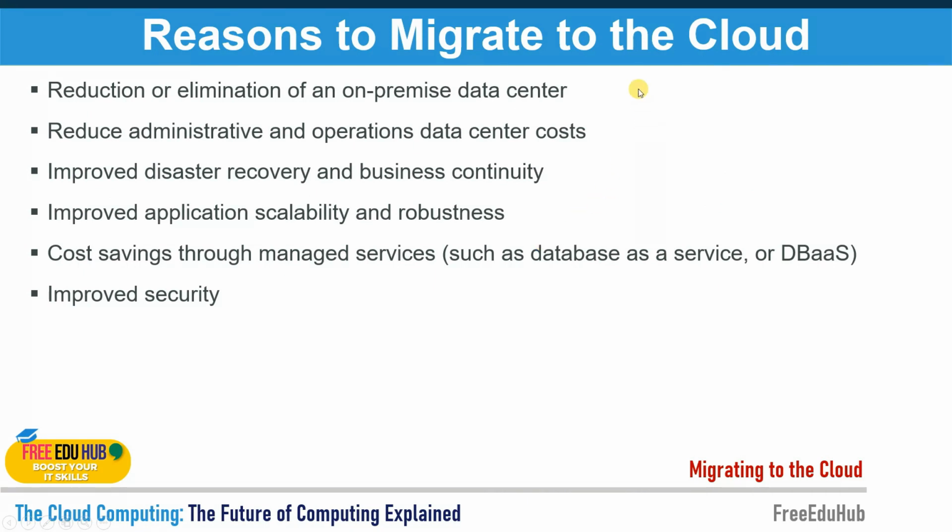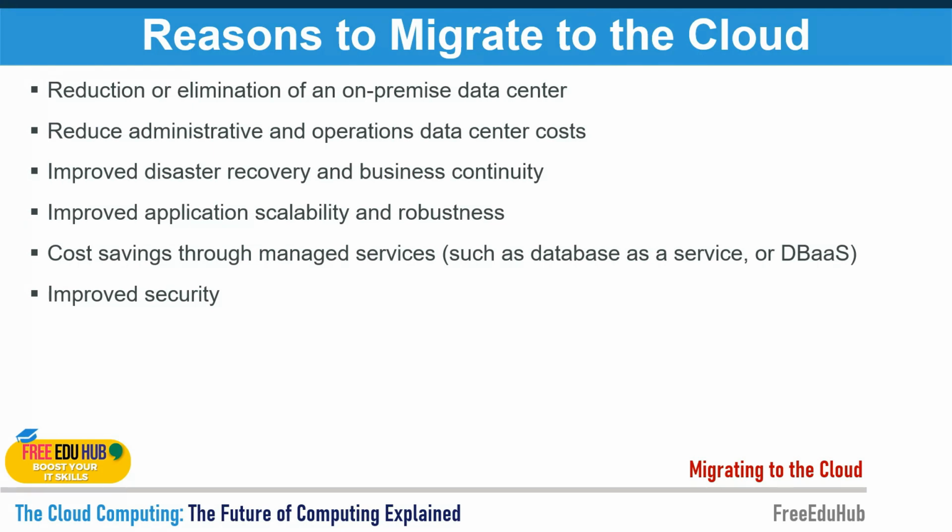Now there are lots of reasons to migrate to the cloud. For example, reduction or elimination of the on-premises data center. We don't want to maintain a data center on premises, and there are lots of costs associated with that, which we have covered already in the course. If we are outsourcing or having things in the cloud, a lot of responsibilities would be shifted to the cloud. It would reduce the administrative and operations costs of the data center, as you don't need to maintain a team of professionals on premises who look after networking, upgrades, migration, backups, and everything related to a data center.